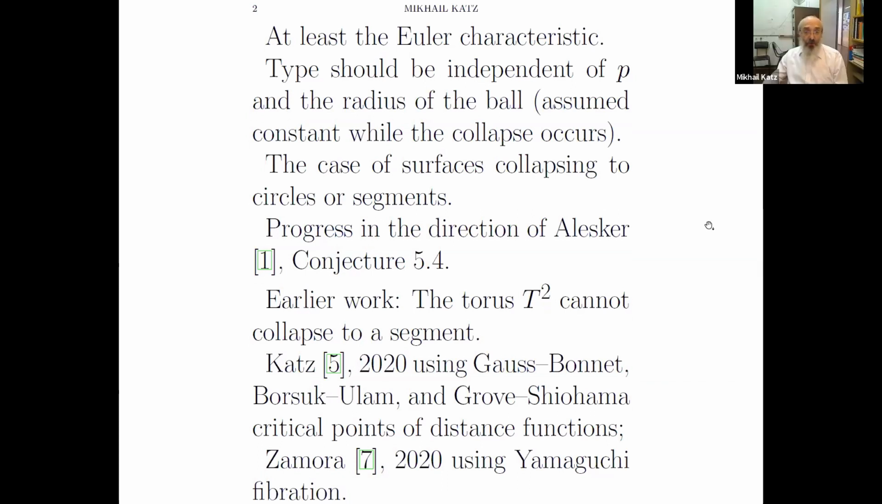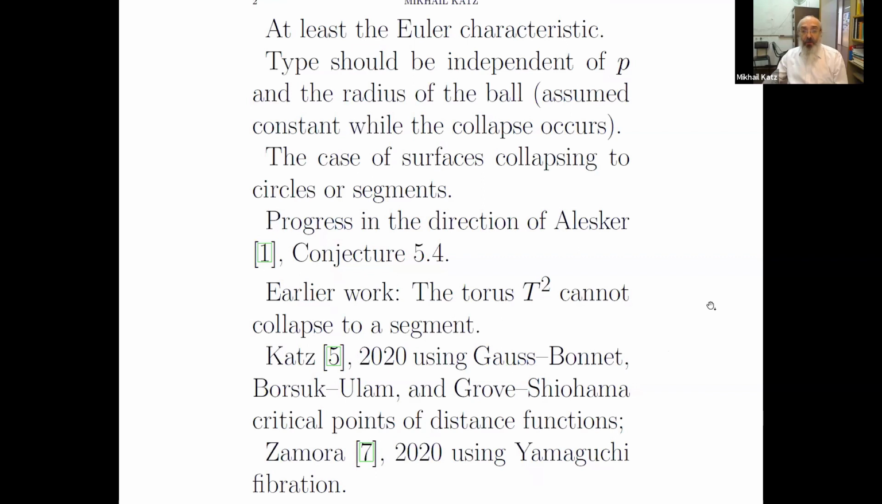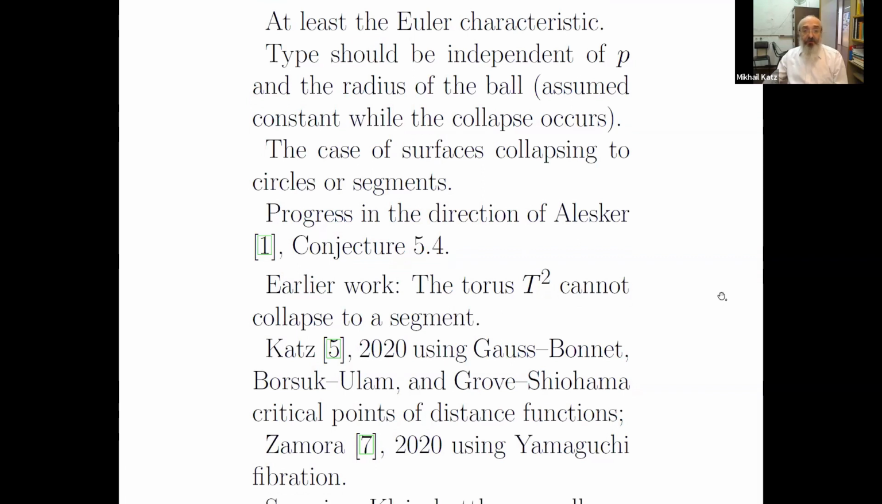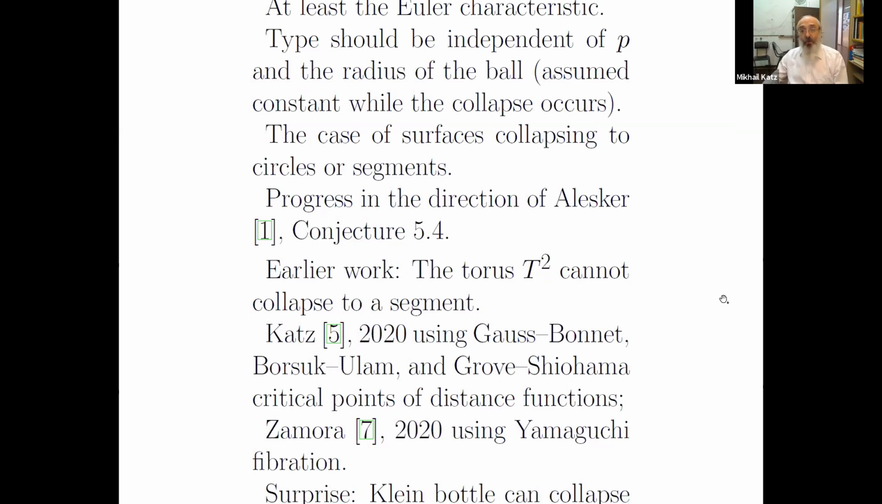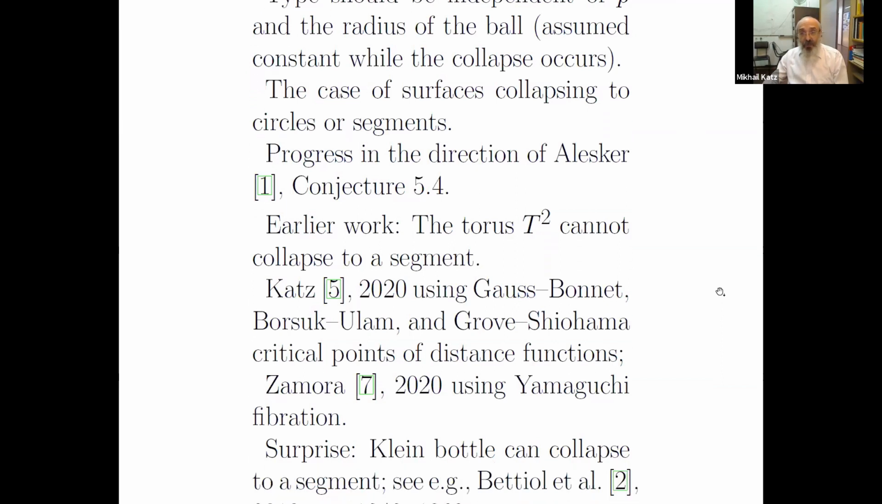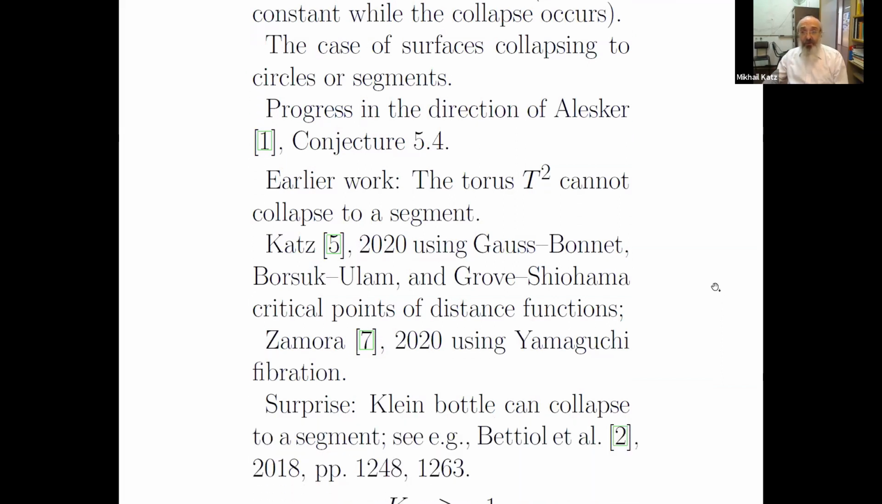And also Zamora, also last year, proved this fact about the torus, that the torus cannot collapse to a segment, but using different techniques. He used Yamaguchi fibration. I didn't use Yamaguchi fibration. I used more classical techniques. So one thing that I should add here is that perhaps slightly surprisingly, the Klein bottle can collapse to a segment.